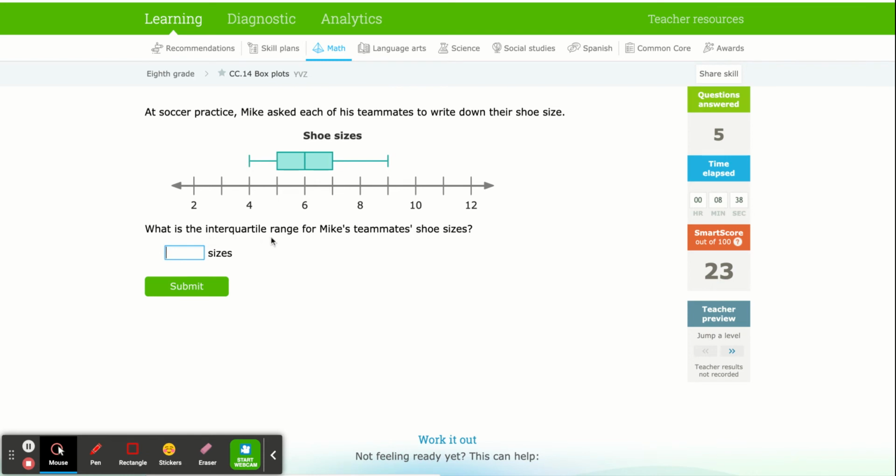What is the interquartile range? Okay, I haven't talked about interquartile range. The interquartile range is basically the range on the box part, not the whiskers. So I find the upper side of the box, which is 6, 7, 8, 7, and I subtract off the lower side of the box, or that lower value, 4, 5, 6, so 5. So what's 7 minus 5? 2. The interquartile range is that length of the box. 7 minus 5 is 2.